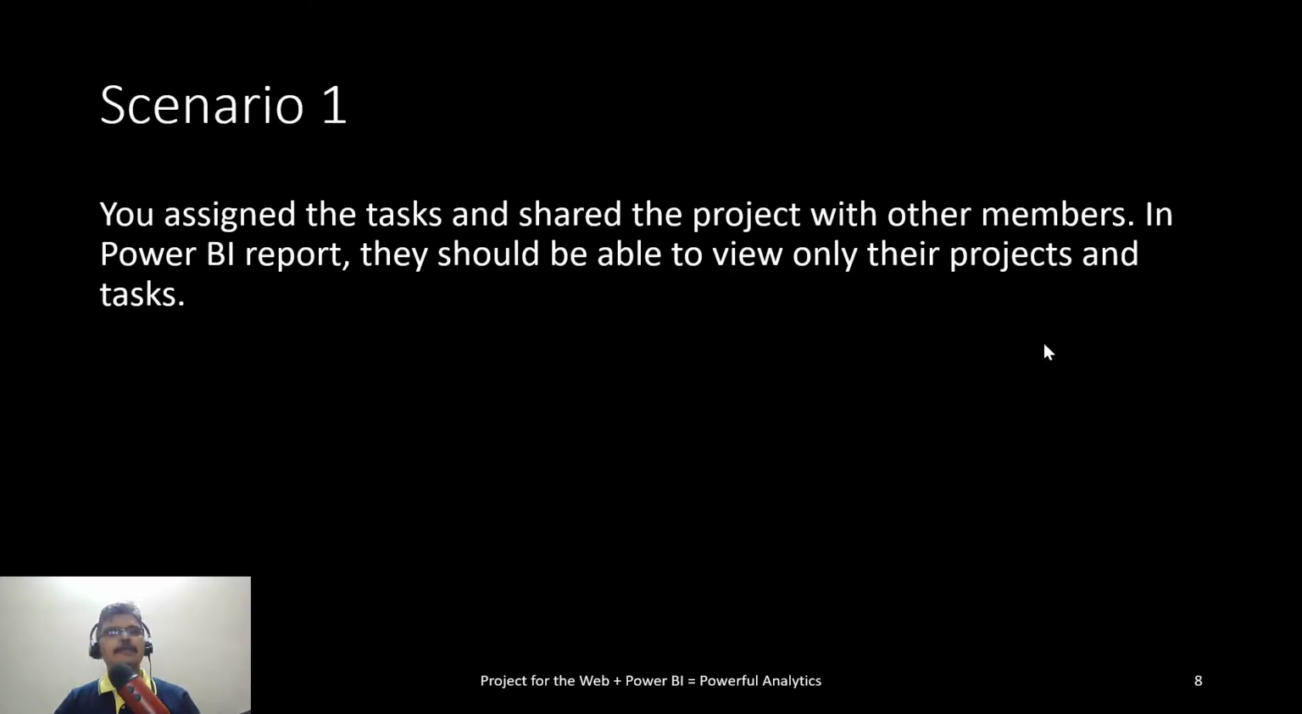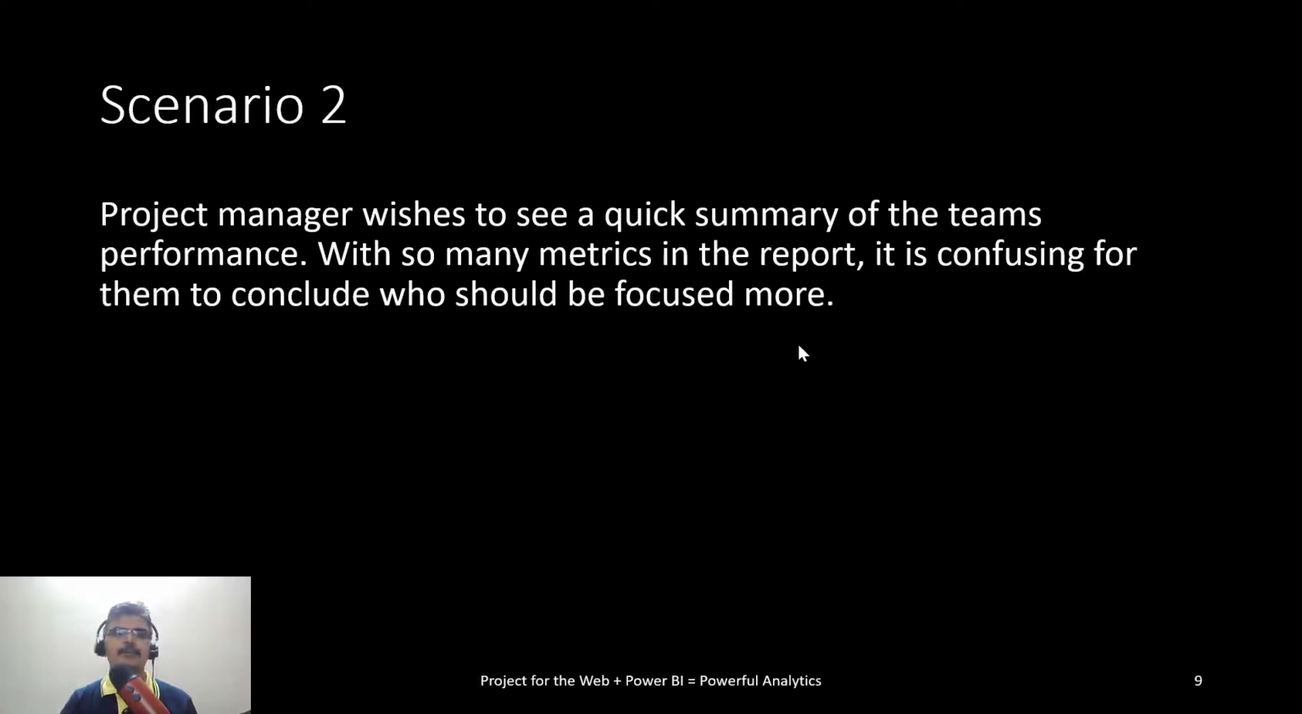So now we have taken one scenario of how we can set a row level security for your data model. Now let's look at another scenario. Let's say that the project manager would like to see a quick summary of the team members' performance. Maybe they would like to have a quick narrative of who is working more or who is working less.